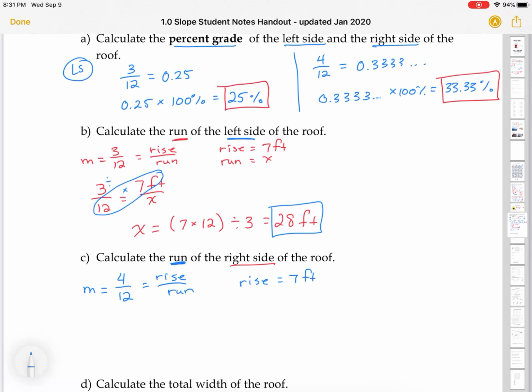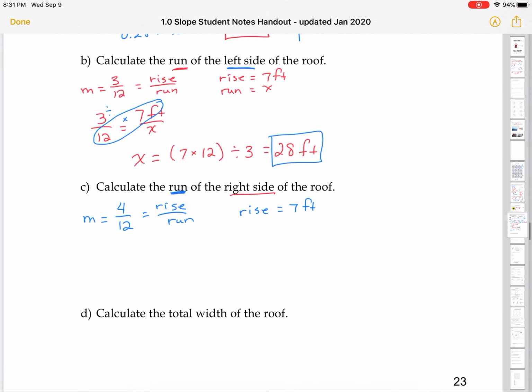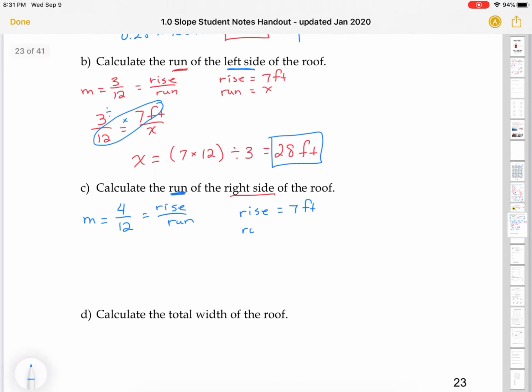The rise is still 7 feet, right? If we look at our diagram, the rise for both of them is 7 feet. So that equals the blue rise as well, okay? Because they meet in the middle. And my run equals X, and it's the blue X this time. So I have 4 over 12 is equal to 7 feet over X.